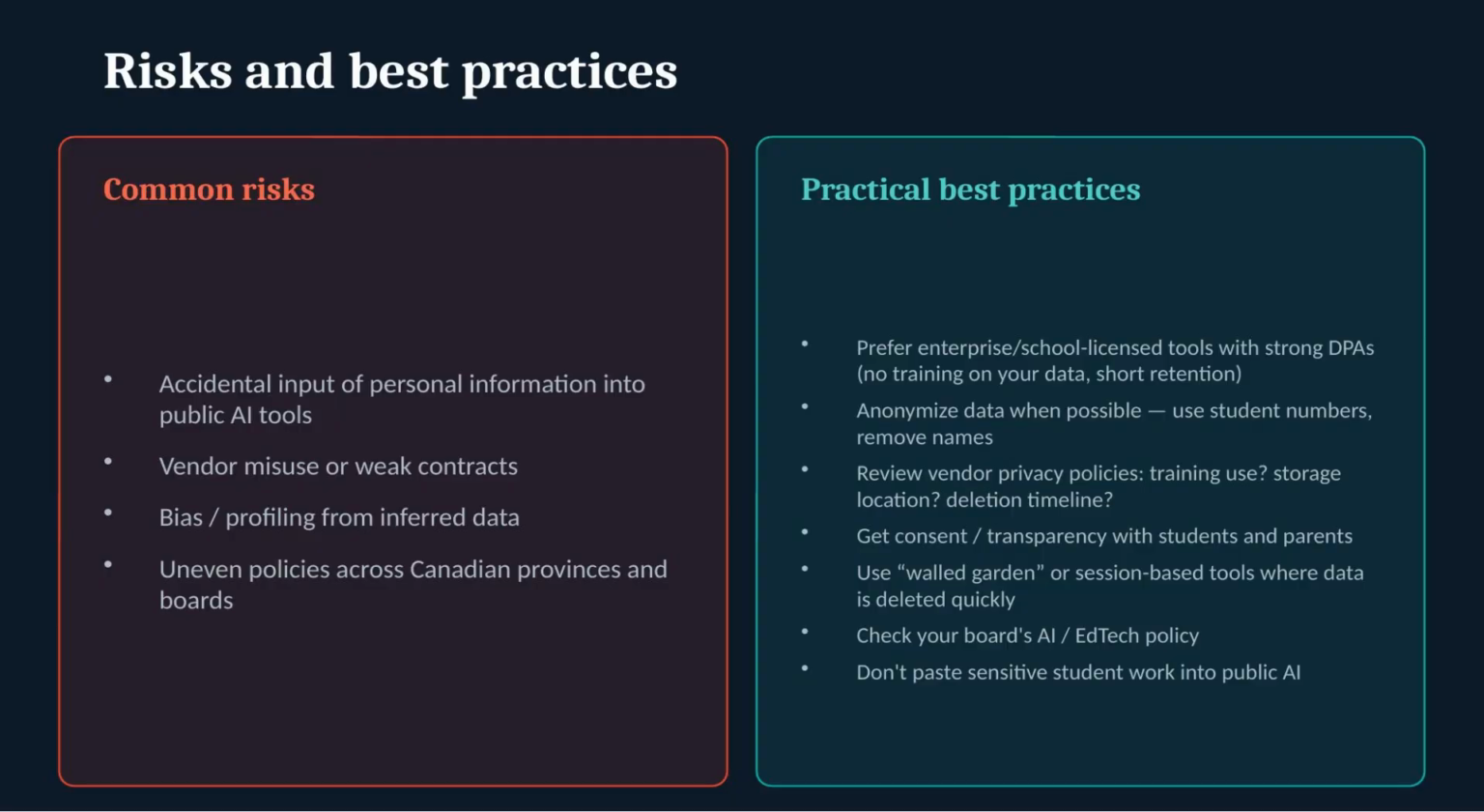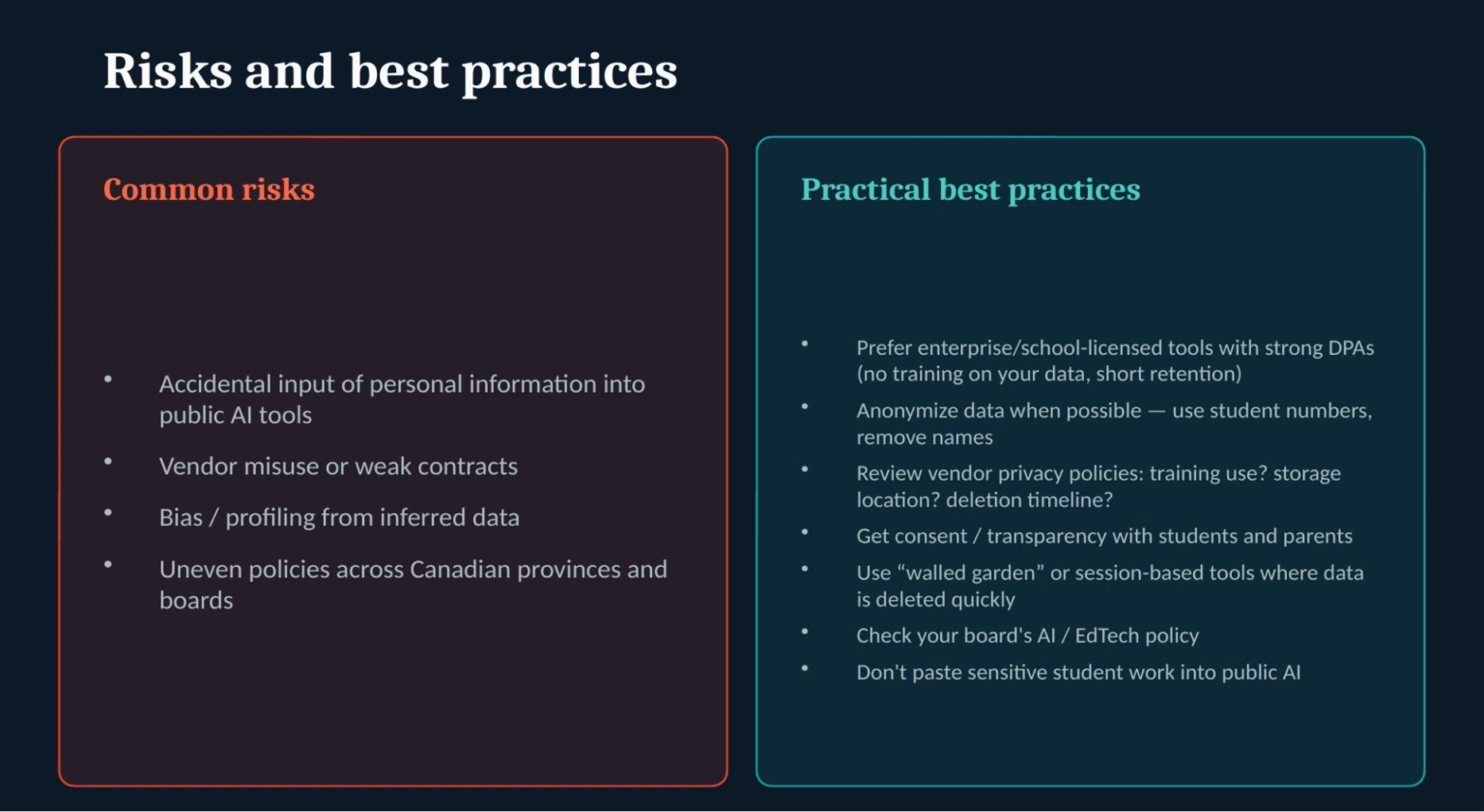Now, let's talk about common risks and what you can actually do about them. Common risks range from accidental inputs of personal information into public AI tools, vendor misuse or weak contracts, bias or profiling from inferred data, and uneven policies across Canadian provinces and boards. Best practices for educators: prefer enterprise or school-licensed tools with strong data privacy agreements, no training on your data, and short retention. Anonymize data when possible.